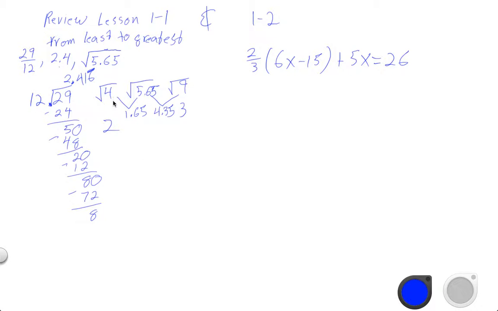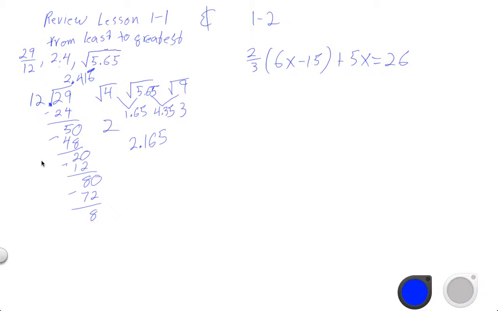We could just estimate and say, okay, 2.165, and take this and make that our decimal. 2.165. But this one I'm going to check with a calculator just because it could be in the 2.4 range. It's probably not. It's not really halfway between 4 and 9, or between 2 and 3. But let's just check it anyway, just to make sure.